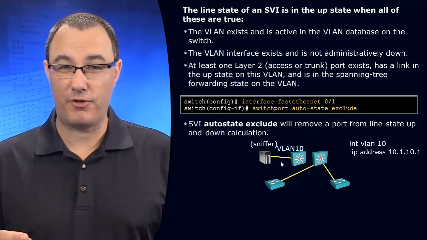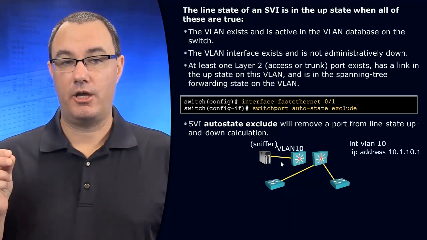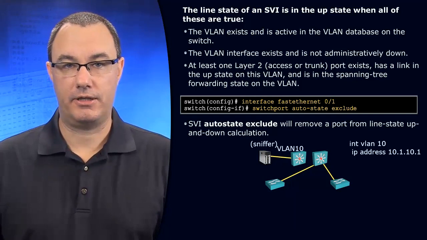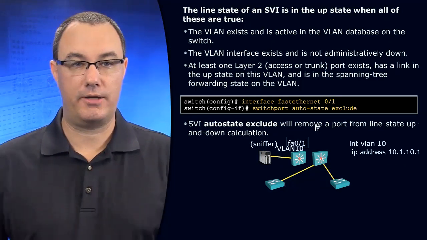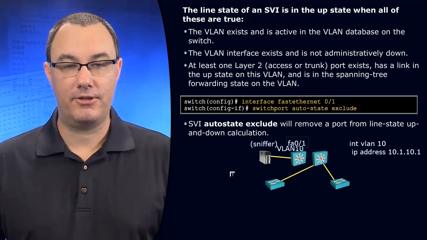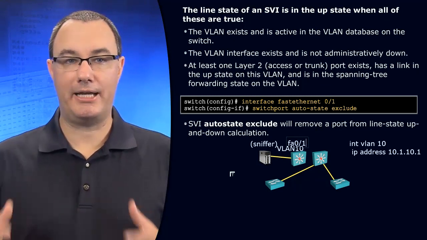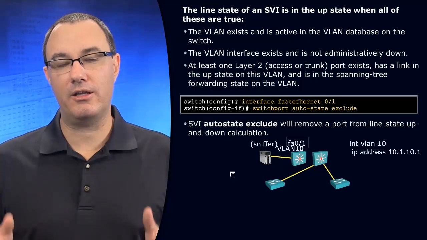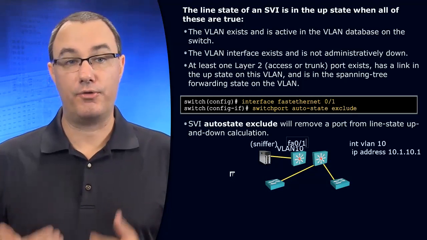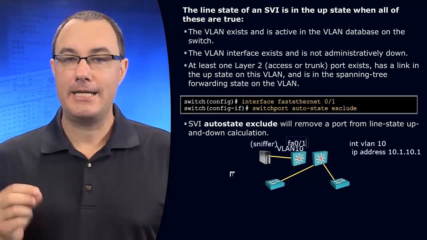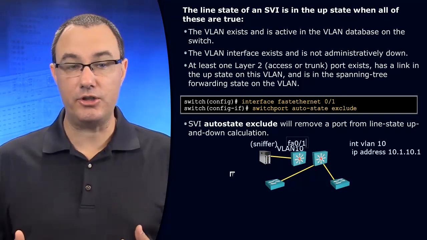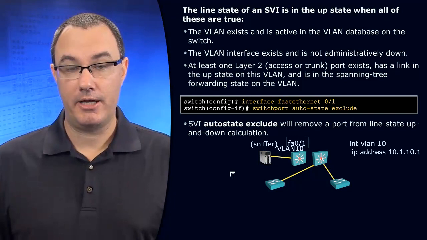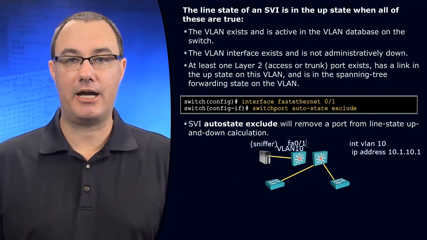But if the sniffer is plugged in, and let's say that is FA 0/1, the logical interface will remain up, even though this chassis has really lost connectivity to the VLAN for all intents and purposes. Here's the problem. This device still thinks it's up. And it might have connectivity to the outside world.